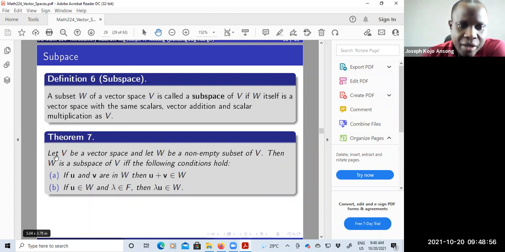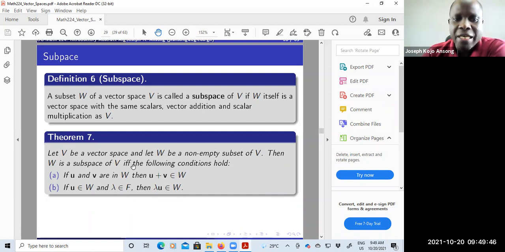Theorem 7 here is a very important theorem. So basically this video is going to prove this, and then later we'll look at some examples. In other words, as we've seen previously, given a subset, in order to prove that the subset is a subspace, you don't need to go back to the axioms of a vector space and check all of them, as we did when we were trying to prove that something is a vector space. So after we've proved this, we can use these conditions to show that something is a subspace. So the theorem says: let V be a vector space and let W be a non-empty subset of V.